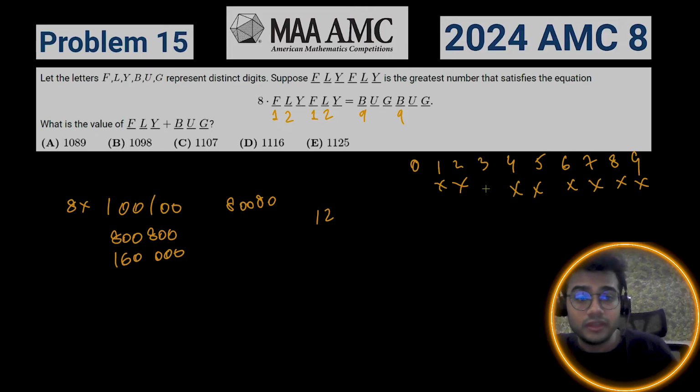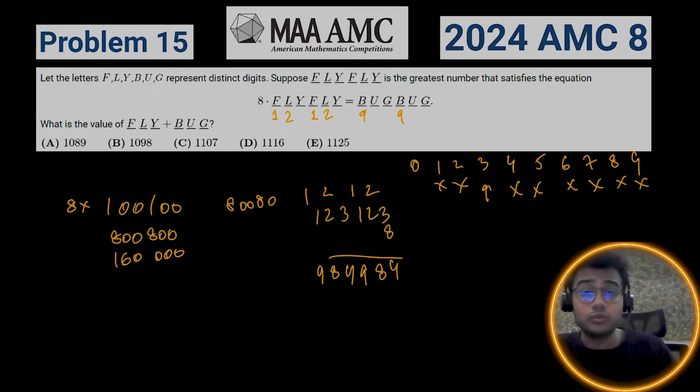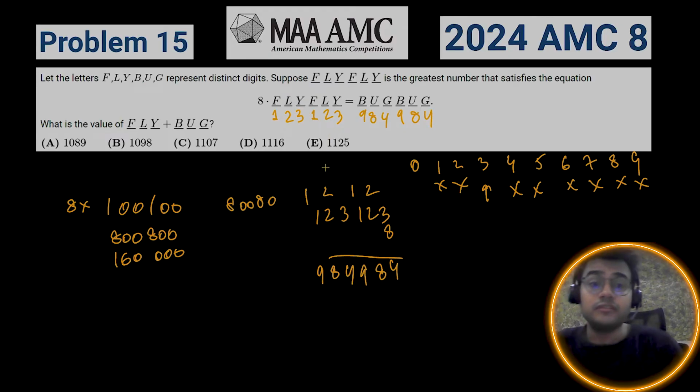Let's try 3. Hopefully, that's the last option we have. Actually, we still have 0, but let's try 1, 2, 3, 1, 2, 3. So 8 times 3 is 24. 8 times 2 is 16 plus 2 is 18. And 8 times 1 is 8 plus 1 is 9. So we get 9, 8, 4, 9, 8, 4, and it actually works out perfectly. So the number must be 123, 123, and the other one must be 984, 984. There is no repetition. And since we started with the maximum possible and then moved down, this should be the maximum number that satisfies this condition.